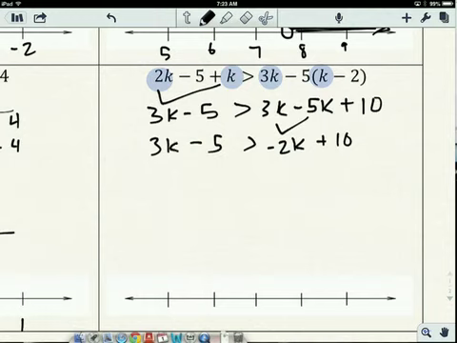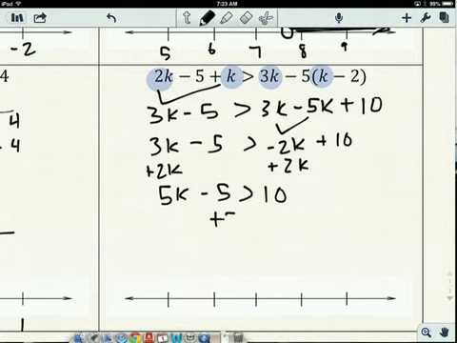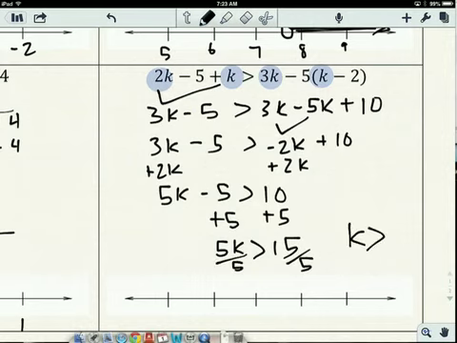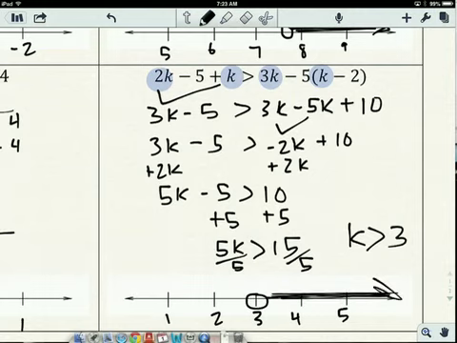So now I'm going to add 2k to both sides. I get 5k minus 5 is greater than 10. Add 5. 5k is greater than 15. Divide by 5. Since it's positive, the sign doesn't switch, so k is greater than 3. All right, so I put 3, 4, 5, 2, and 1. It's strictly greater than, so it's an open circle. K is bigger, so I shade to the right. And that's what you get.